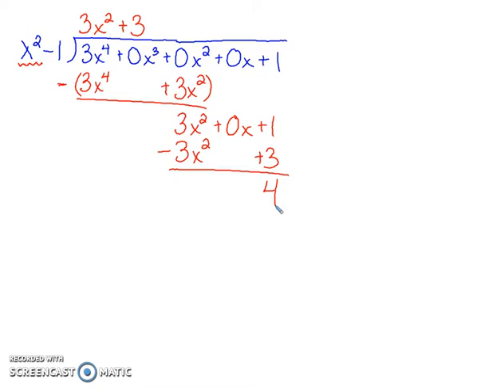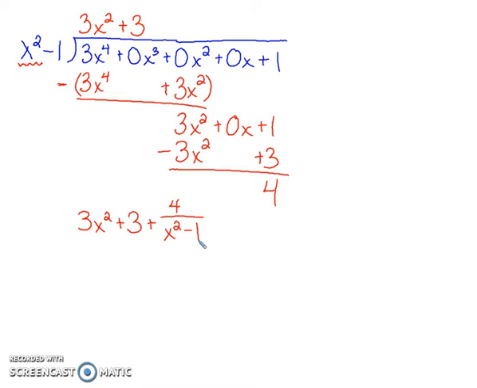So the 4 is the remainder. But we are not in elementary school anymore where you can say that your answer is 3x squared plus 3 remainder 4. Your answer would be 3x squared plus 3 plus the remainder divided by what you had in the denominator originally.